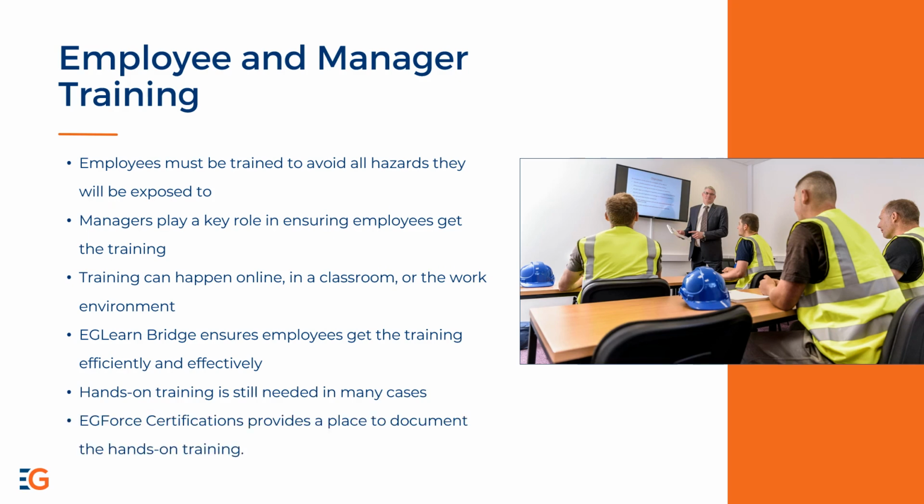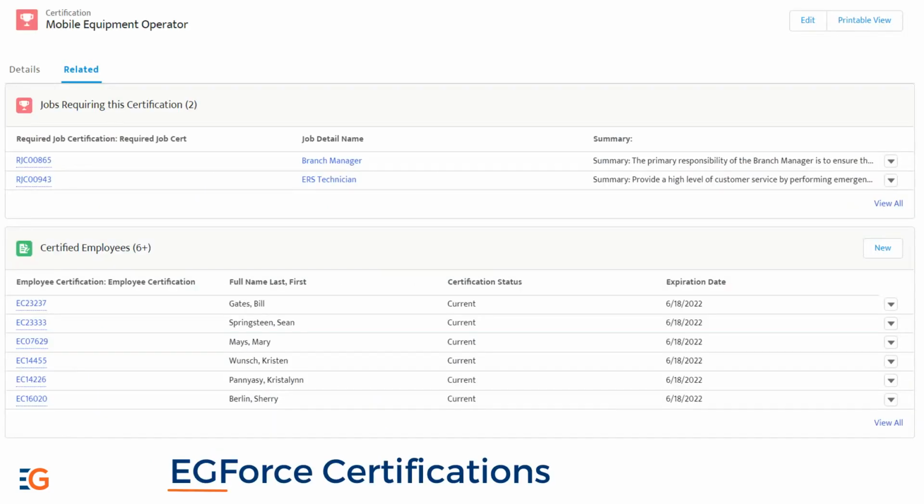EG4 certifications provide a place to document the hands-on training efficiently and effectively, and to store the evidence of training outside of LearnBridge, such as a hands-on evaluation. Each certification is programmed to notify the employee and/or responsible people before it expires. Managers can update expiration dates to stay ahead of the training requirements, and they can also upload evidence of their training, such as a hands-on evaluation form.